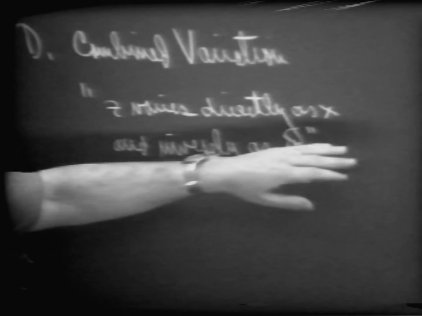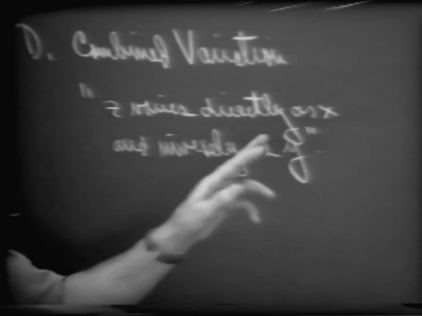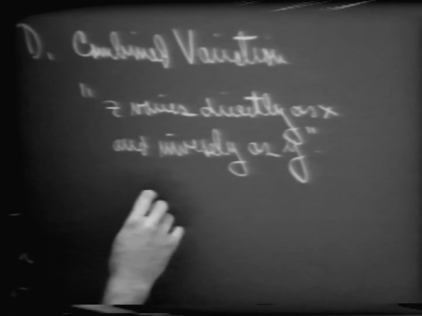Z varies directly as x may be written how? We've already said what that is. Z equals m times x. And inversely as y, what? Then what would you say? Brenda? M times 1 over y. All right, m times 1 over y.